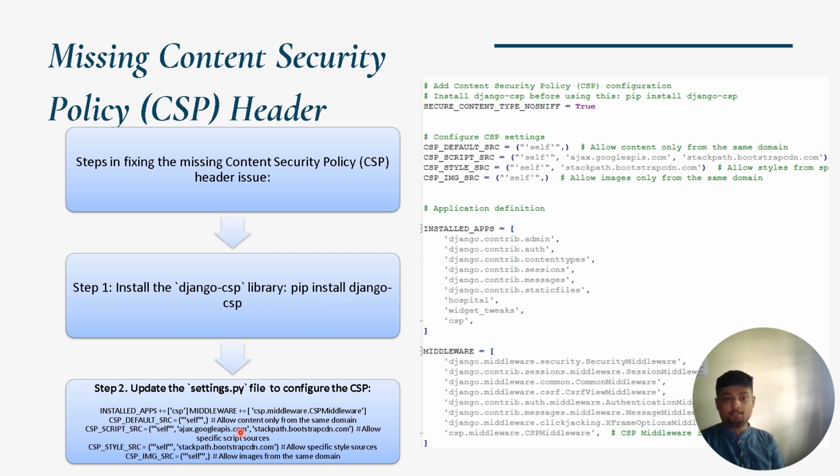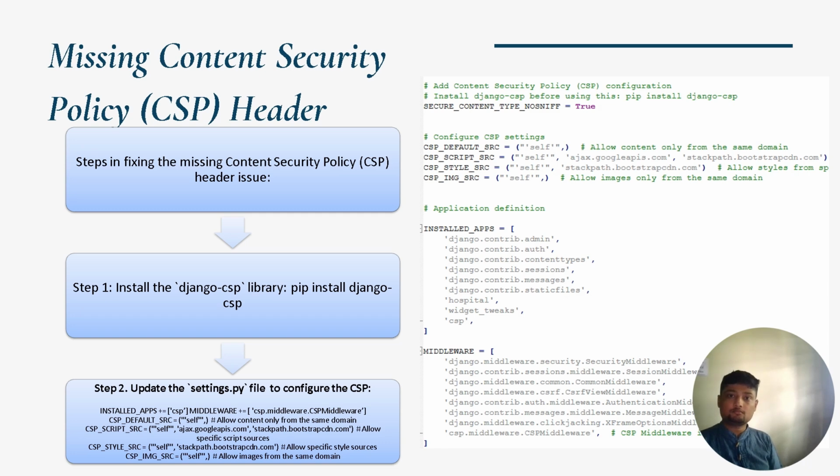And we add these changes or configuration within the settings.py file of our Django application. You can see here that we have explicitly mentioned some policies: allow content only from the same domain, like the application's domain, not from an external domain; allow styles from the same domain; and allow images only from the same domain. So we have explicitly mentioned this information, right? And we have also added CSP within the list of installed apps.